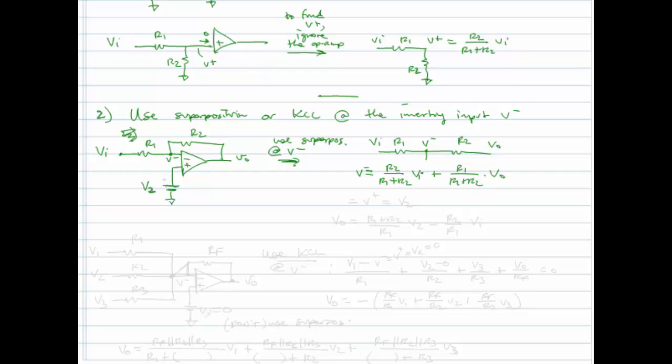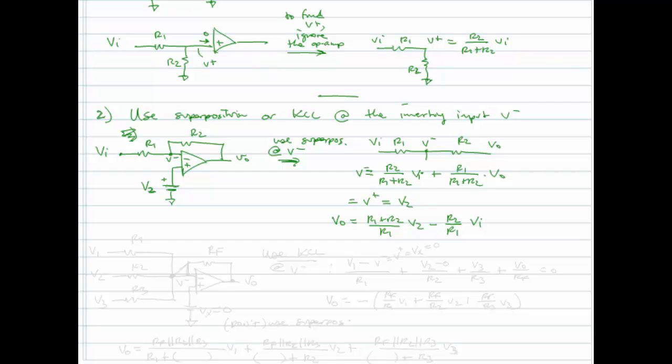And in this case, because V minus is equal to V plus, but V plus is equal to V2, we then can solve for VO. And what would we have? We would have R1 plus R2 over R1 V2 minus R2 over R1 VI. So here we've used superposition.